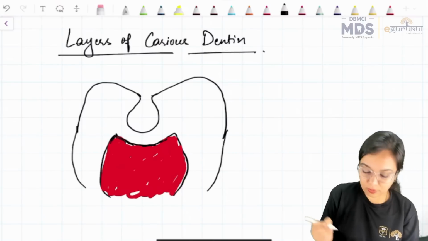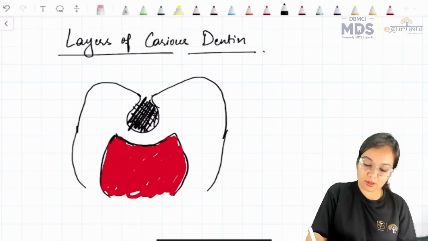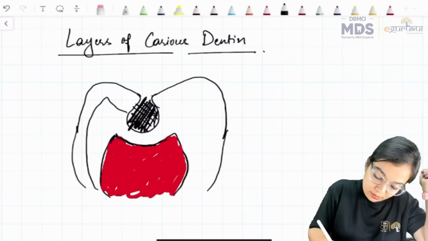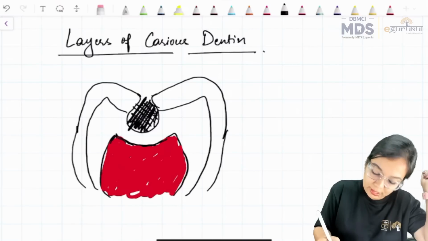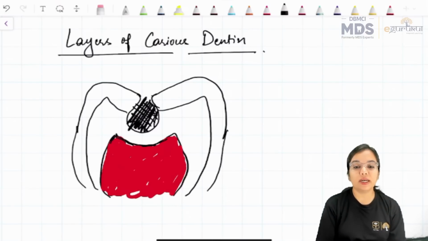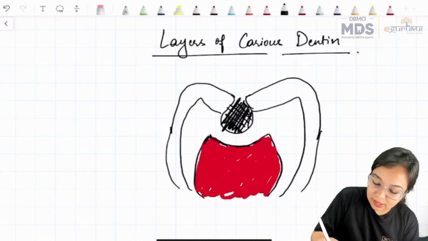So this is the pulp and these are the caries. Now this here is the dentine. As you can see in the picture, the caries are well within the dentine. So now what will happen? This is the bacteria.